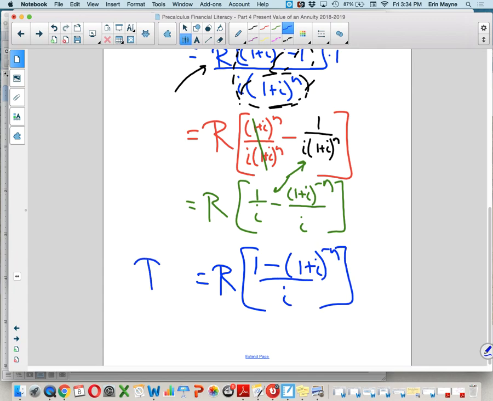This is the present value of an annuity. Now, where does this especially come into play? Do me a favor and go ahead and hit pause again.